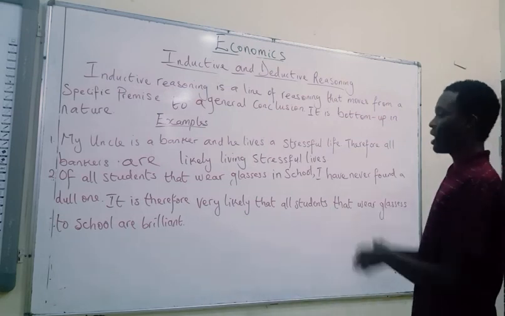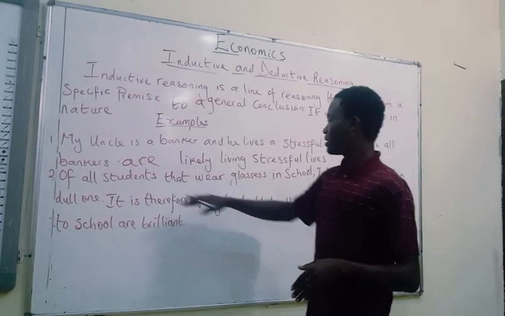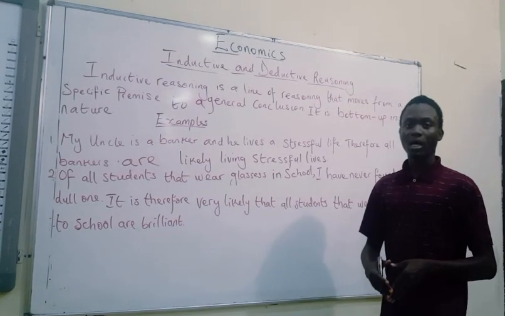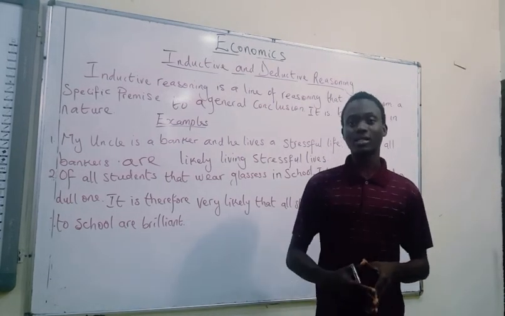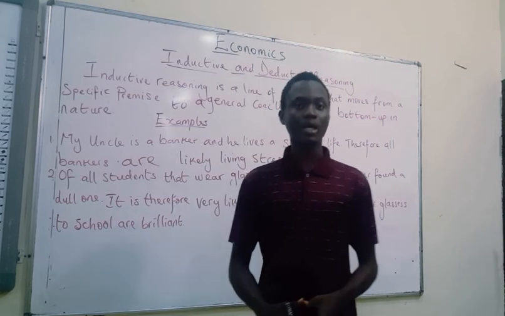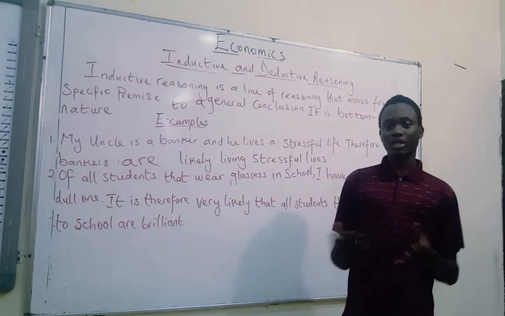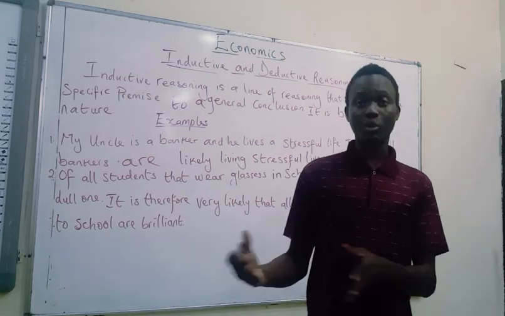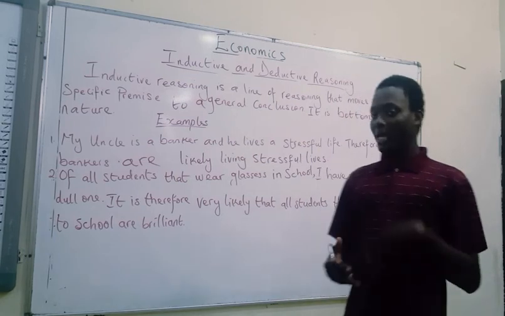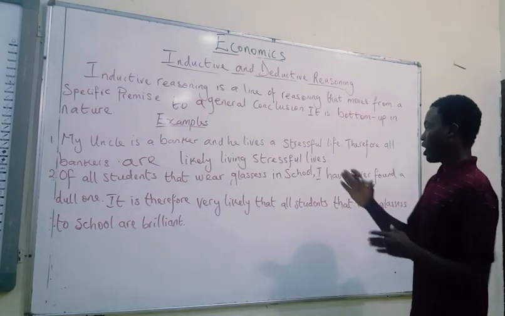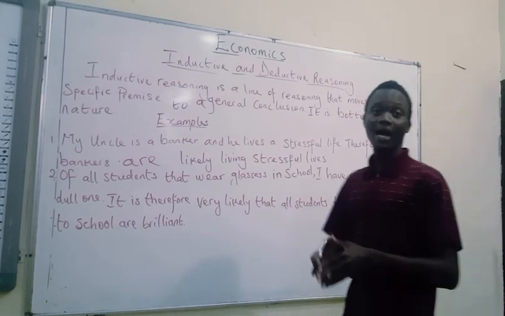So this happens to be our premise. Then we have the sample of the students that the subject of this example has seen. Definitely this person hasn't seen all students in the world, and hasn't seen all students that wear glasses to school. The person is just trying to say that from the ones I've seen, I've not found a dull one. Then a conclusion is made: it is therefore very likely that all students that wear glasses to school are brilliant.